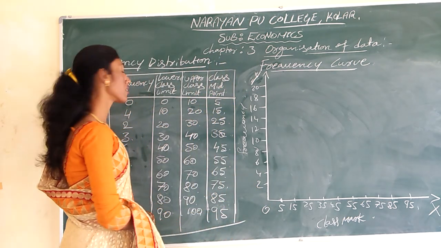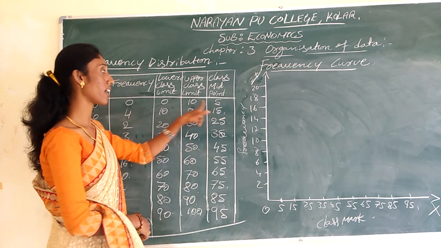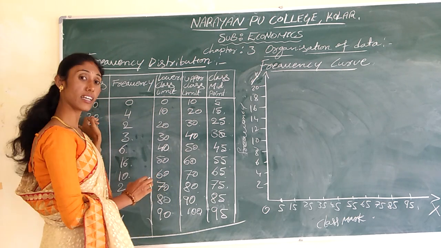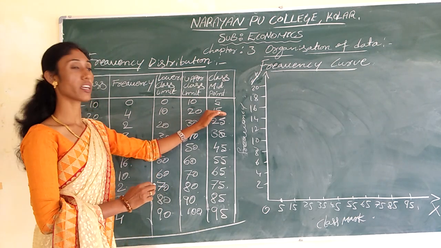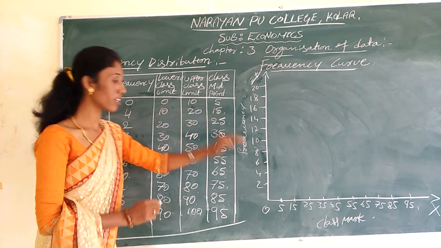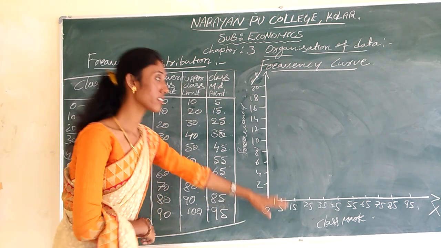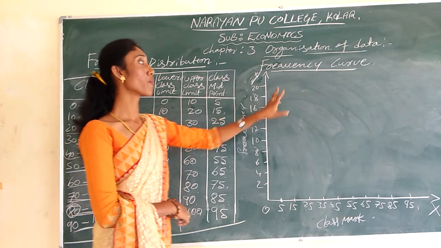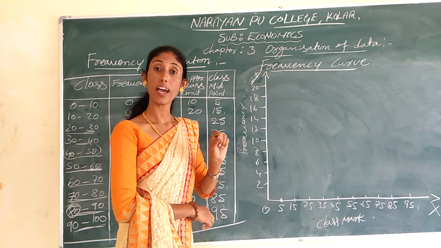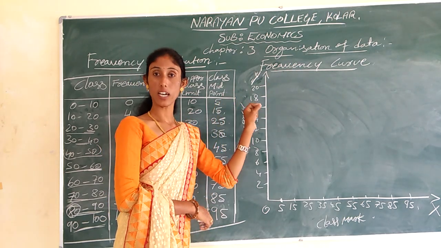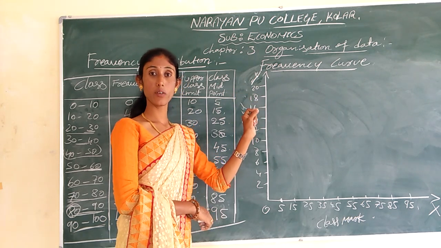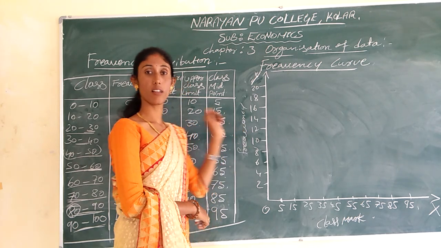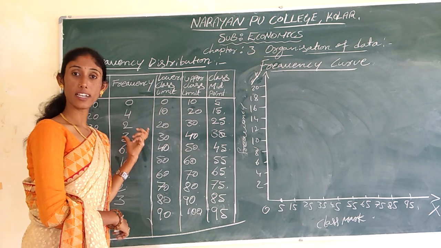Because here the range is between 0 to 10, to represent this particular class we take the class mark, or class representative, as 5. To present the class between 10 to 20, we take the class mark as 15. We represent these on the x-axis, and we measure the frequencies on the y-axis. We get the frequency curve by joining the plotted points in the chart. Before that, we need to identify the plotted points with the help of this frequency distribution table.